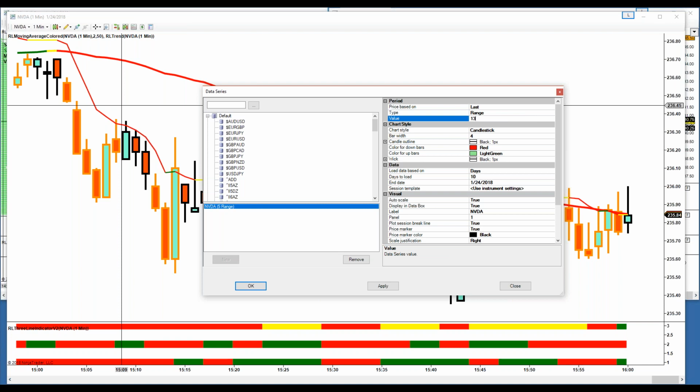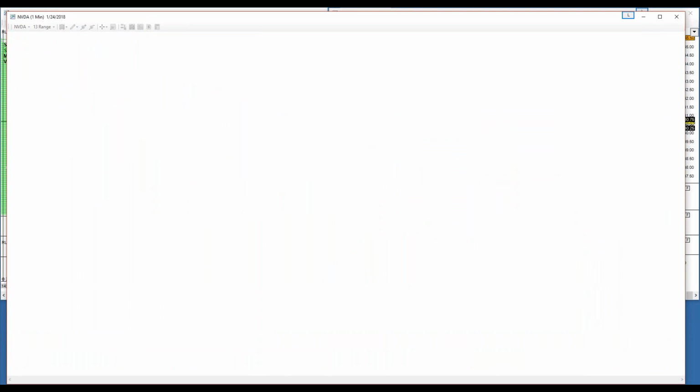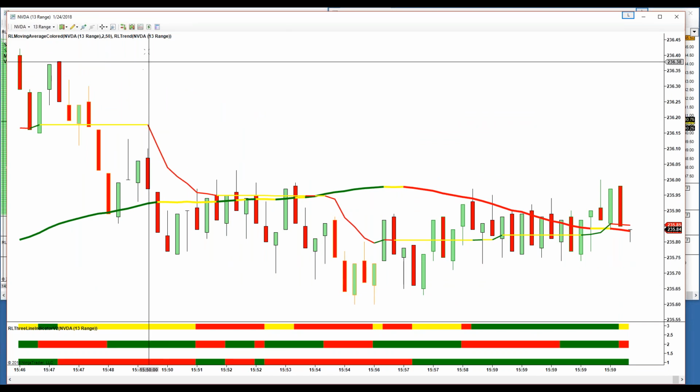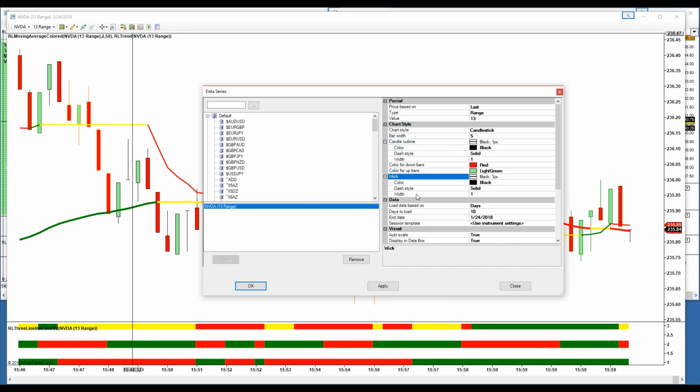There's the 13. Let's make the bar width a little bit bigger. Here's NVIDIA. But if you trade a 1 range, you're going to have to really be on your toes, but you're going to get the signals. Now, here's NVIDIA. Since we change instrument, I just have to change the wick outline so you can see where it is. And that goes to 5 and 5. That's all.